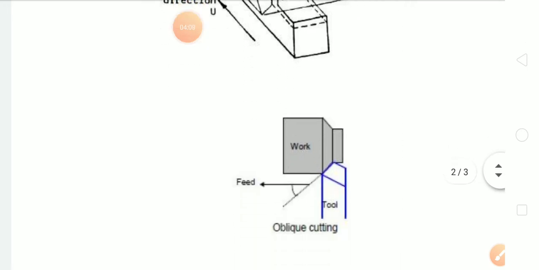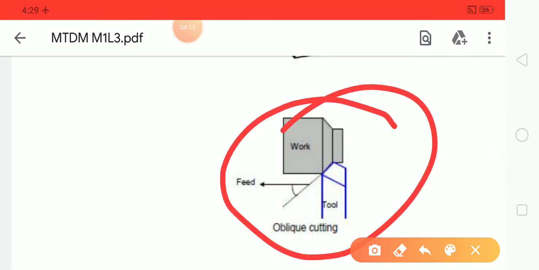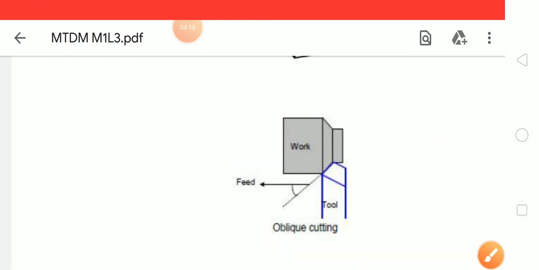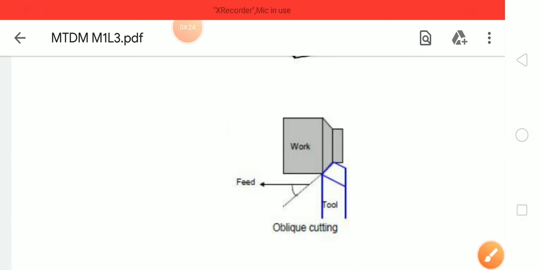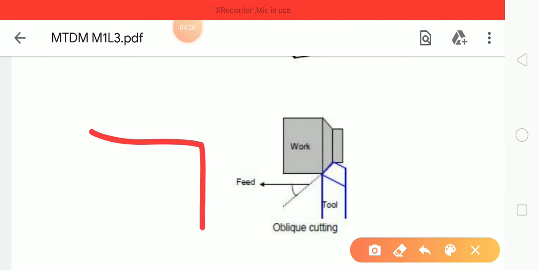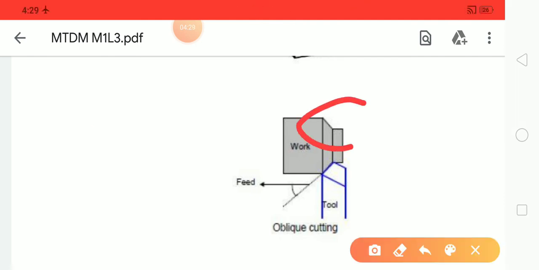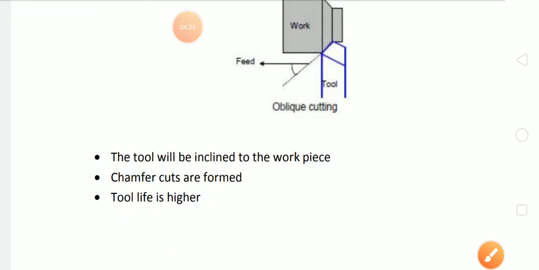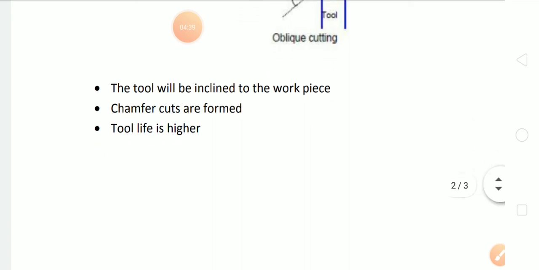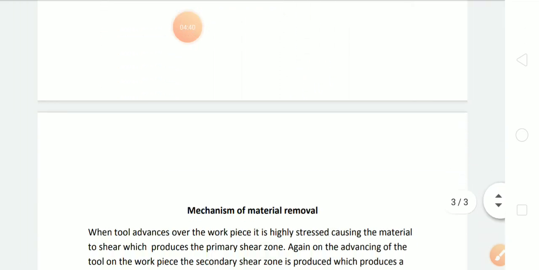This is because of the lessening of strain hardening or stress concentration. You can clearly see how the tool is used in oblique cutting, and here there are no sharp corners. You can see chamfering cuts. Chamfering cuts means inclined cuts. In orthogonal cutting you can see sharp corners like this, and here you can see the chamfering cuts. So oblique cutting results in chamfer cuts, and tool life is higher because of low stress concentration.